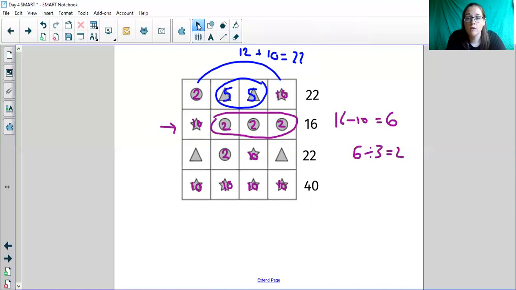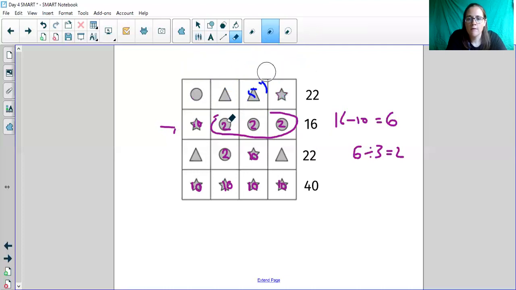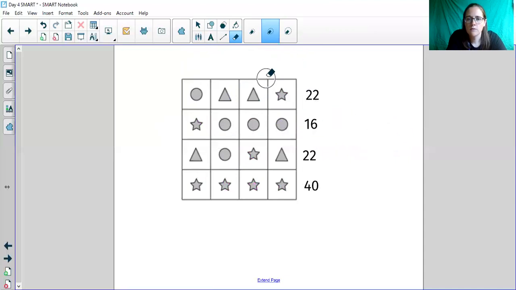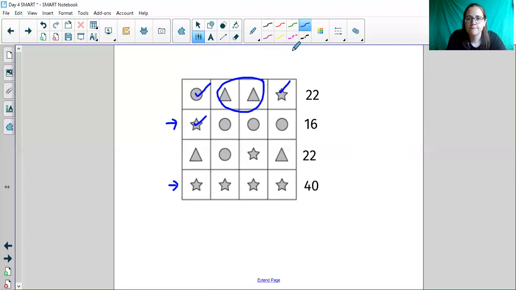So can you see that we're using our inverse idea, the idea behind the inverse, in a slightly different way today. So I'm going to rub all of that out and very quickly recap what I did there. All rubbed out. So first of all, I spotted the row that had all the same. Then I spotted the row that when I knew that one, the rest were the same. Then once I knew that one and that one, I could work out the value of the triangle.